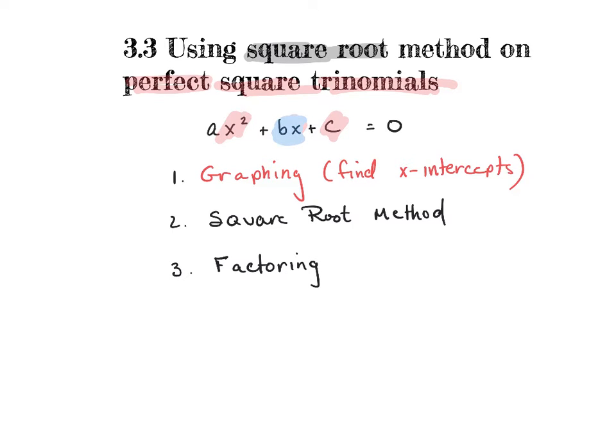The first method we use, though, is you just graph the darn thing. And we look for those x-intercepts, also known as zeros. Where does it cross the x-axis? Zeros. Then if it didn't have that b term, then we could use the square root method. And we also then learned or practiced a little bit of factoring.